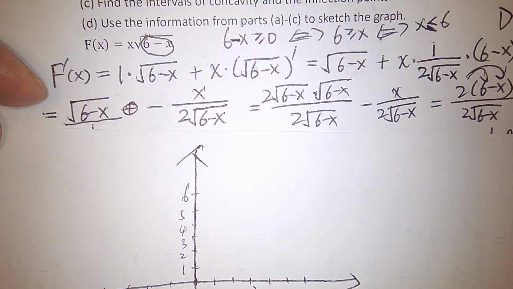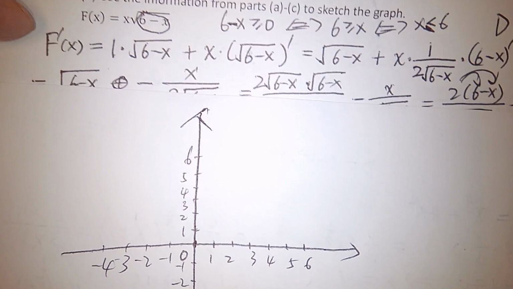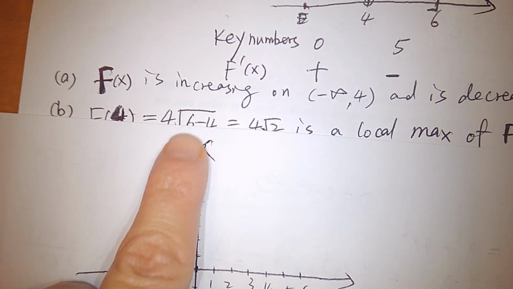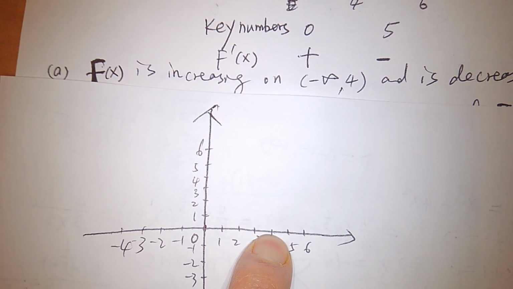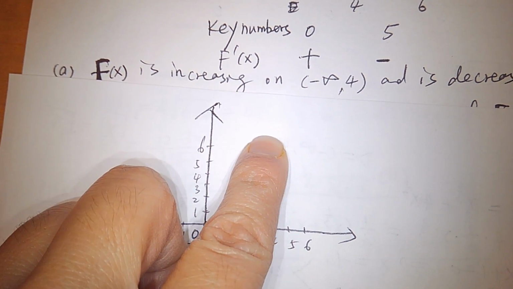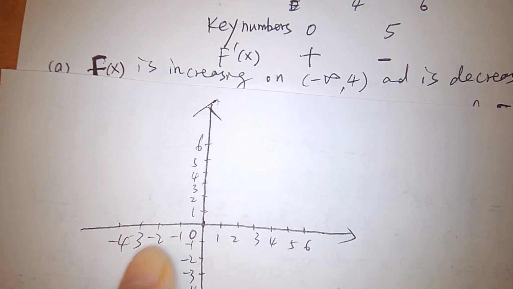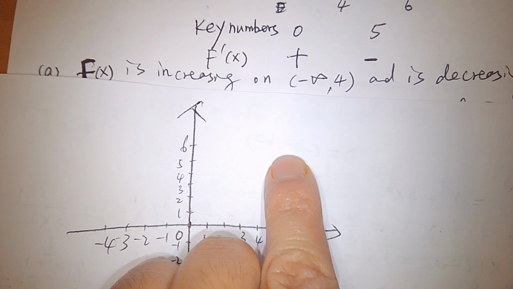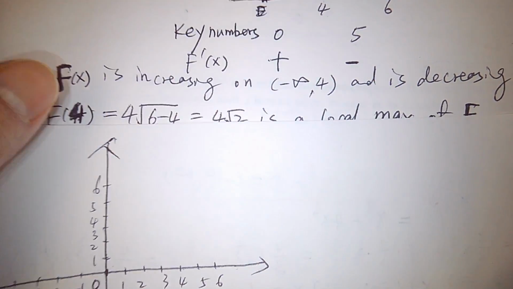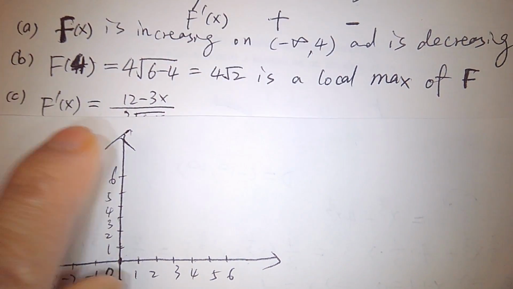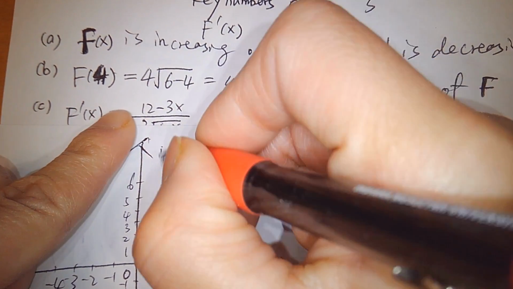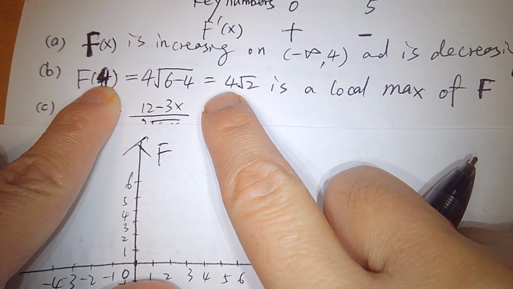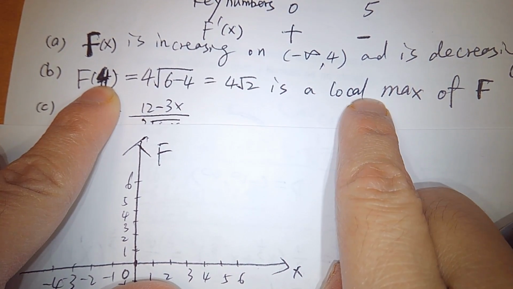From the previous question, we know our graph is going to be increasing and decreasing on where? From negative infinity to 4, the graph is increasing, okay? Above or below the x-axis, we don't know, it's increasing. And then when x is greater than 4 to 6, it's going to be what? Decreasing, it says, right? Already. And f of 4 equals 4 times square root 2 is a local maximum, right?